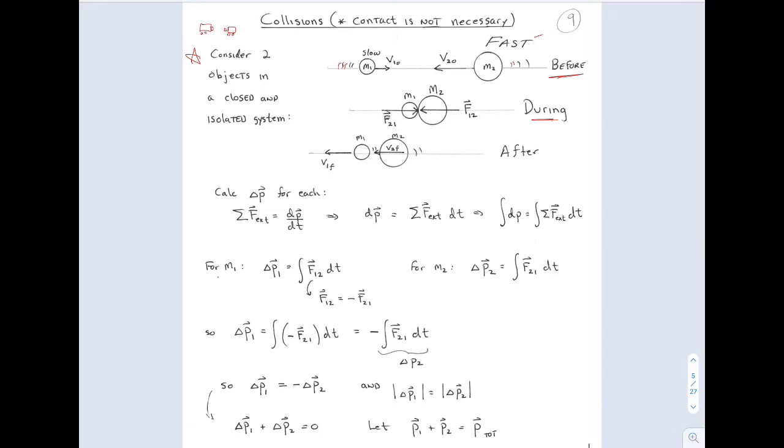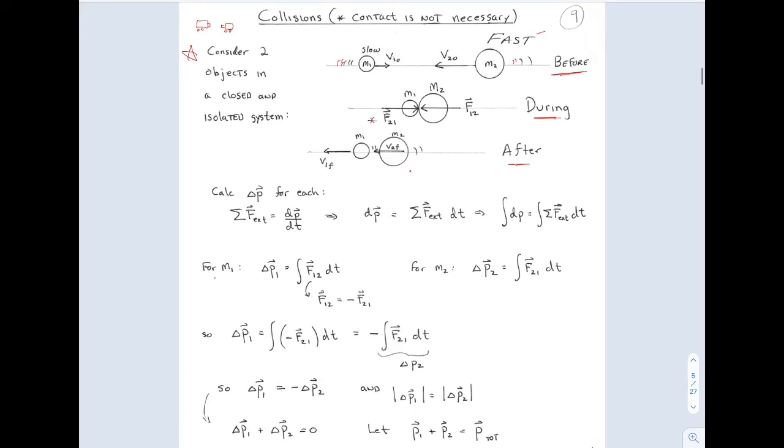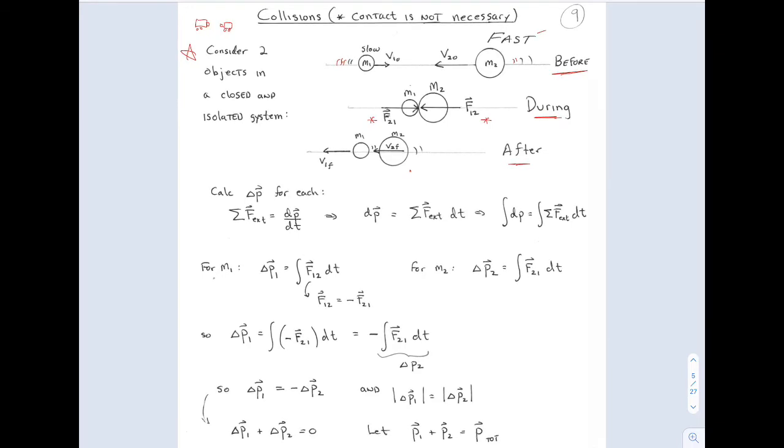And then the after picture, because I made number 2 large and moving fast, they're both moving off to the left. Now, if I look at the collision forces here, which of those collision forces is larger? Well, Newton's third law says that they're equal and opposite. There's no way that M1 can exert a force on M2 any differently than M2 exerts a force back on M1. So these two forces are equal and opposite.